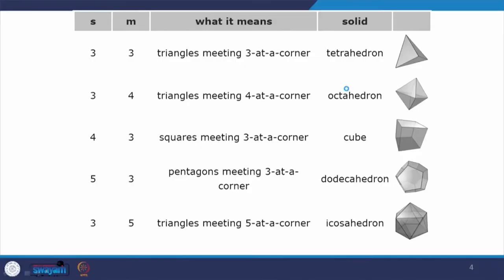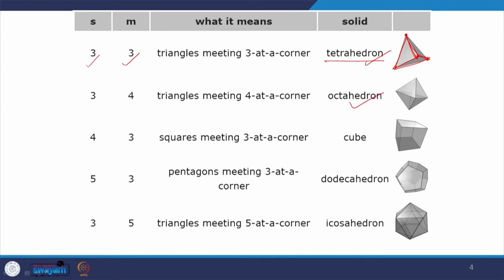So if you remember, there were 5 platonic solids that we have discussed. The first one is a tetrahedron. What is a tetrahedron? At each point, we have 3 triangles coming together. So here also we have 3 triangles, here also we have 3 triangles, triangular surfaces. So for each surface, we have 3 sides, and the number of faces meeting is also 3. So that is tetrahedron.